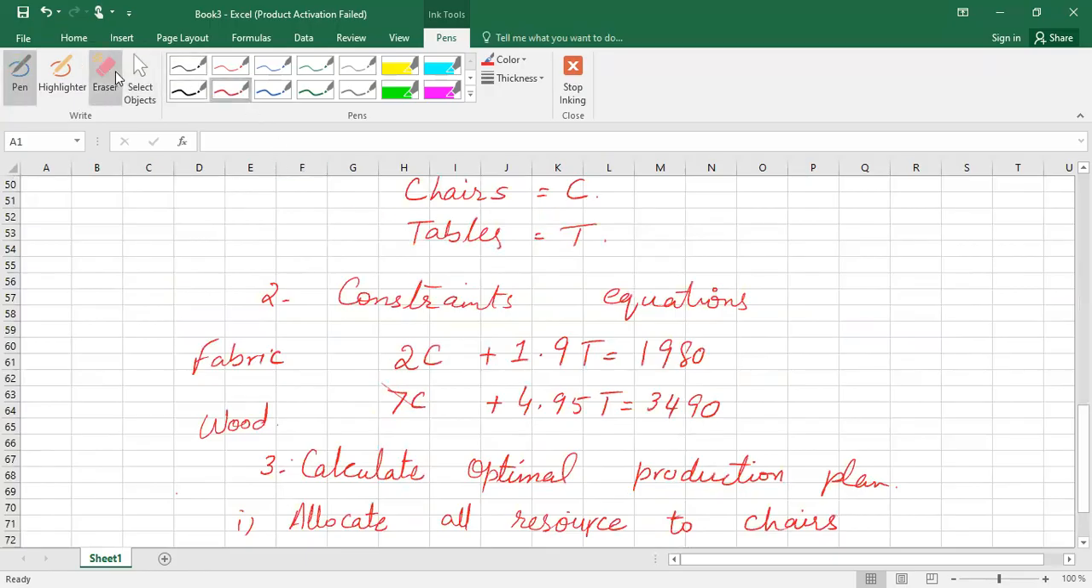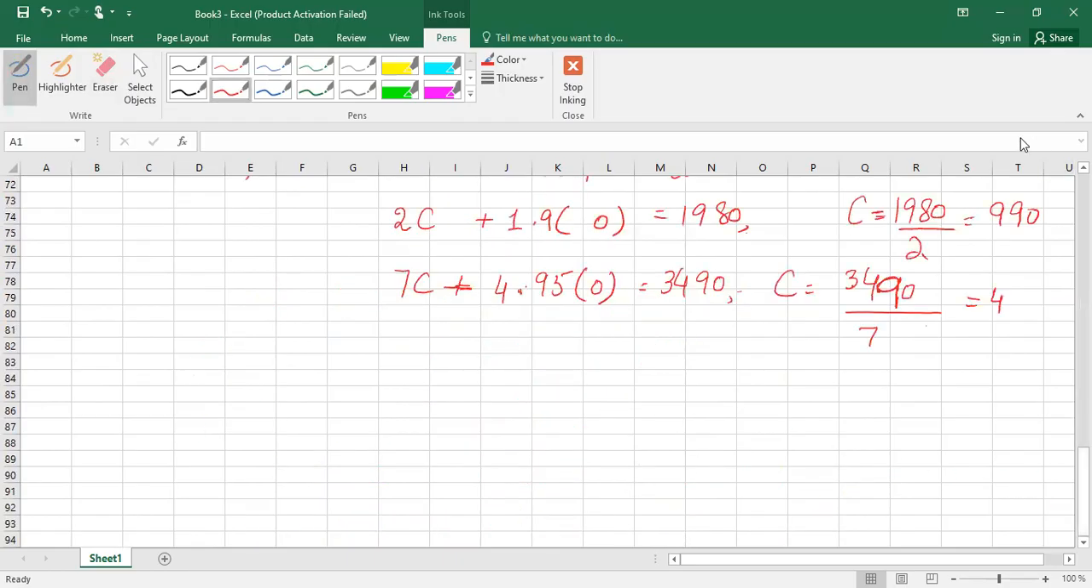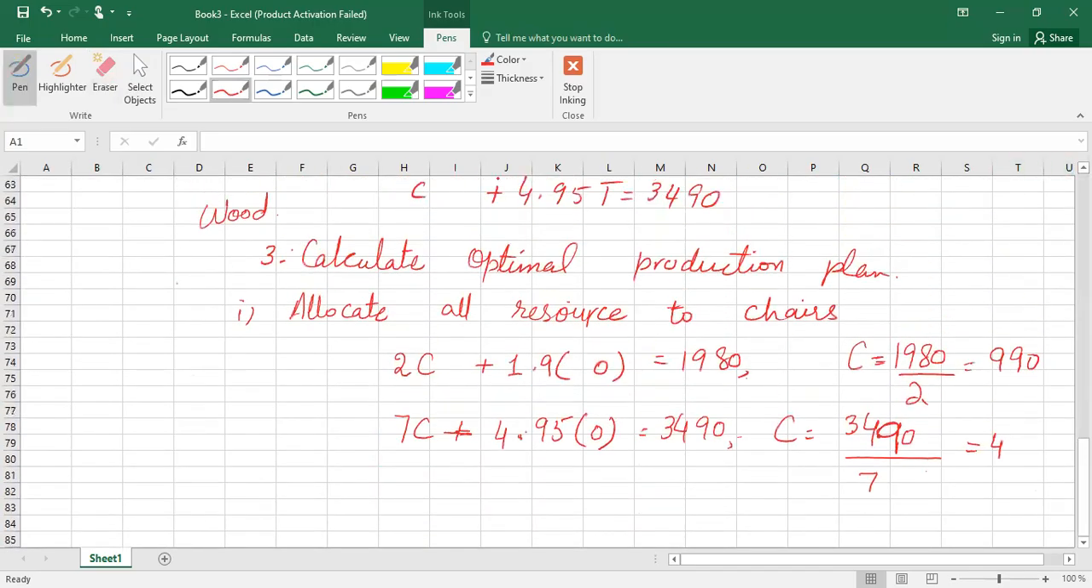Here, and once again here, and once again here. I am assuming it is 1180 rather than 1980. So the second value is 498.57 and 1180 divided by 2 is 590.